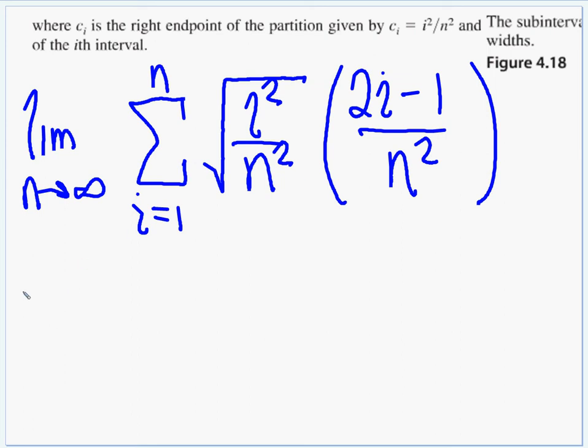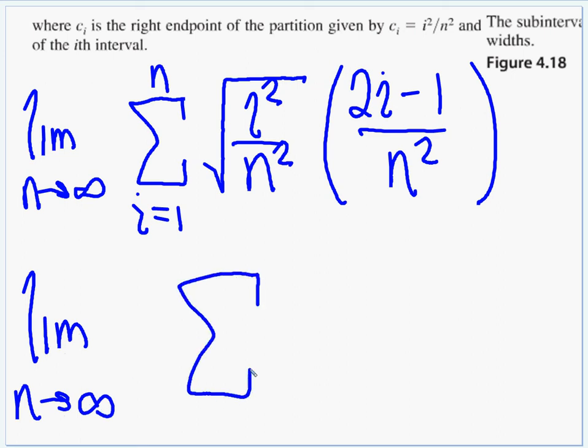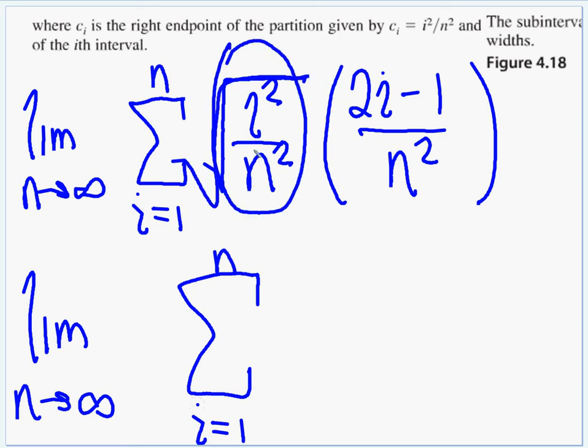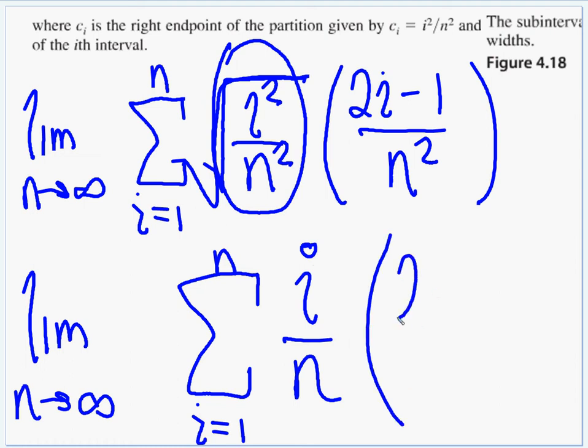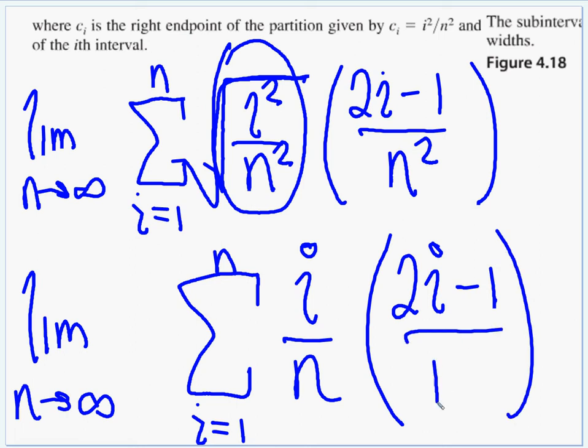Okay, now let's see what we can do with this algebraically. Limit as n goes to infinity. I'm going to leave a little gap here between the limit notation and my summation, 1 to n. Now let's see here. I squared over n squared, and they are under a radical. Those are the only terms. So that will become an i over an n. And then we're going to multiply that by 2i minus 1 over n squared.